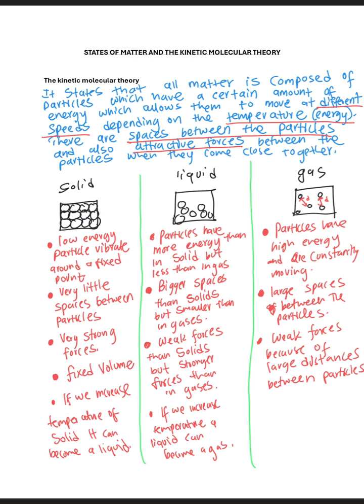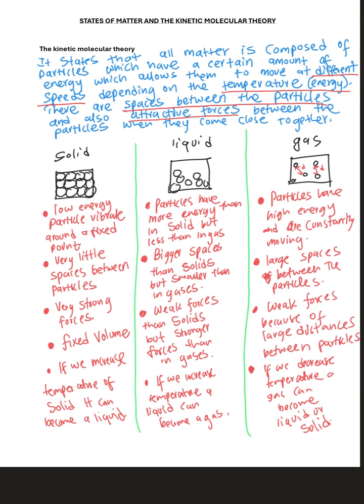And then in terms of phase change, for a gas, if we decrease temperature, a gas can become a liquid or a solid. So these are the characteristics of solid, liquid, and gas based on the kinetic molecular theory. These characteristics that we have described here are all based on the kinetic molecular theory.